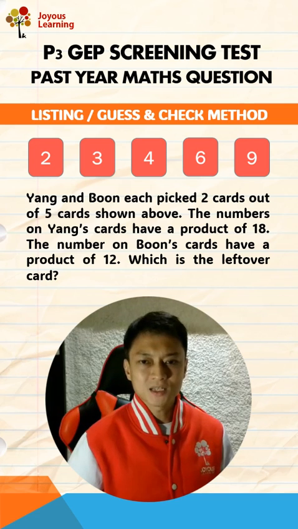Now that we know for sure that Yang picked 2 and 9 and Boon picked 3 and 4, the remaining card must be 6. Problem solved.